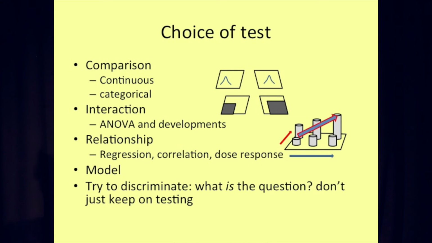So this sort of summarizes all of statistics on one slide. Your comparisons may be of continuous data, continuously distributed data, in which case the t-test or the Wilcoxon test or something like that is a thing to use. They may be categorical, yes or no, in which case you've got to use categorical non-parametric tests to analyze those data. Often, scientists are looking for interactions.